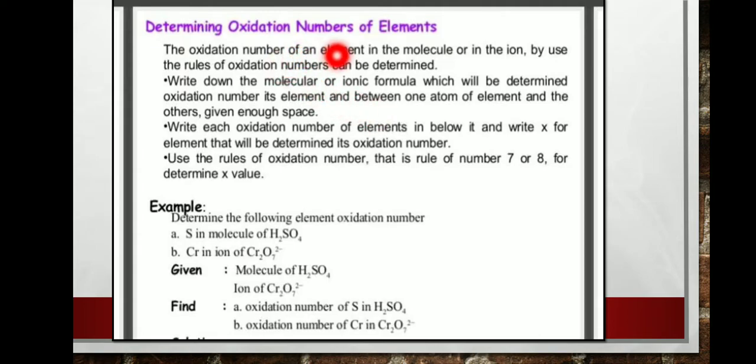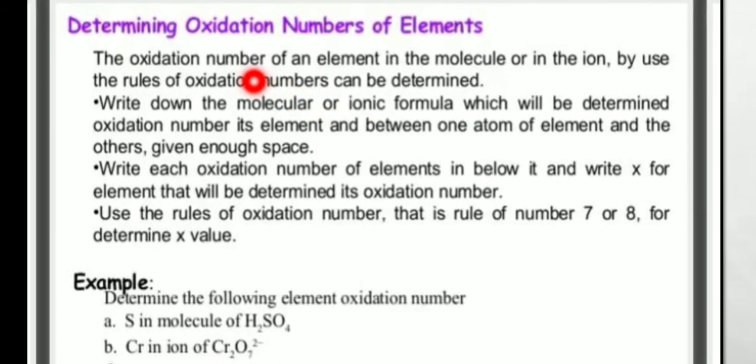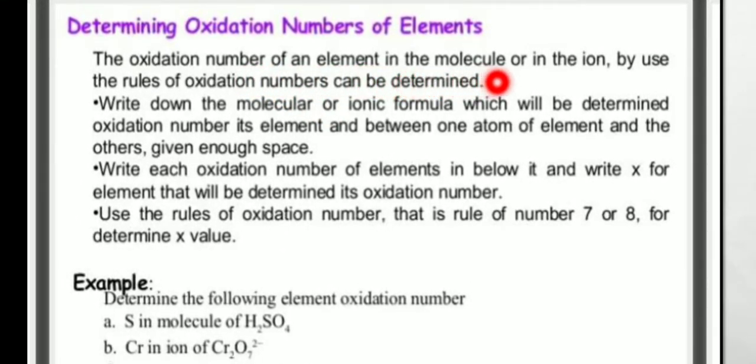Determining oxidation number of elements. The oxidation number of an element in a molecule or in an ion can be determined by using the rules of oxidation number. First, write down the molecular or ionic formula in which the oxidation number of the element will be determined, leaving space between one atom of the element and the others.